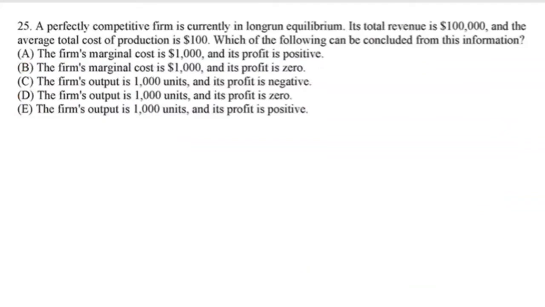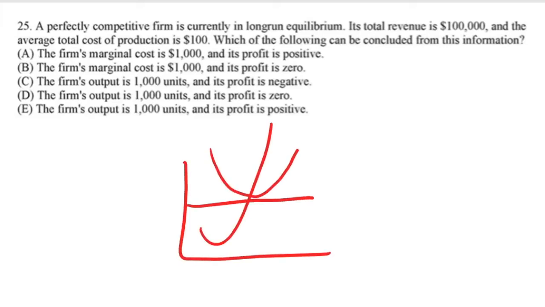All right, 25. A perfectly competitive firm is currently in long-run equilibrium, right? So yet again, we are at this graph right here. So if the total revenue is $100,000 and the average total cost of production is $100, which of the following can be concluded from this information?